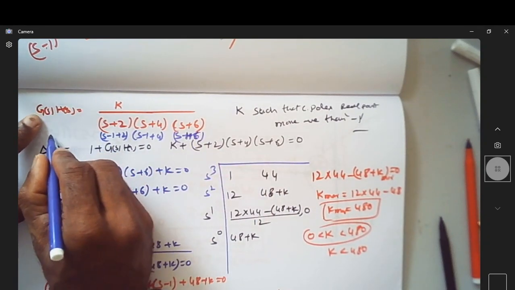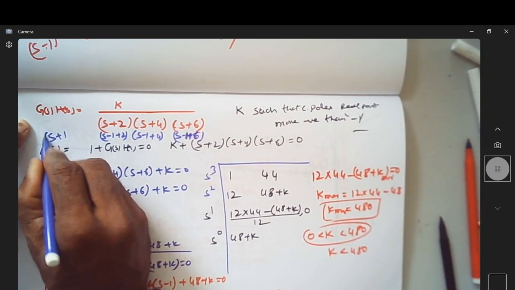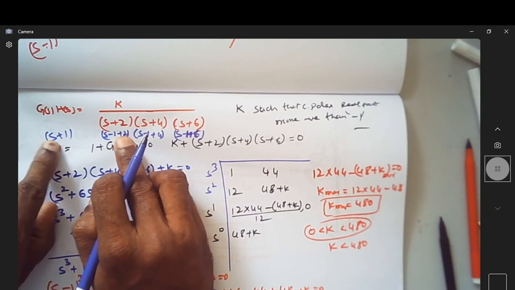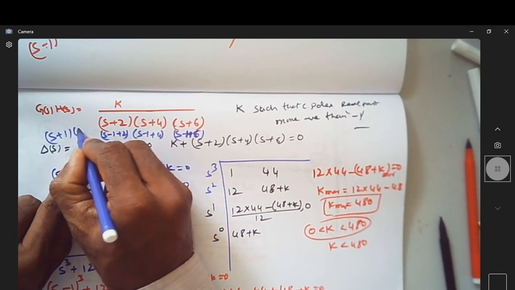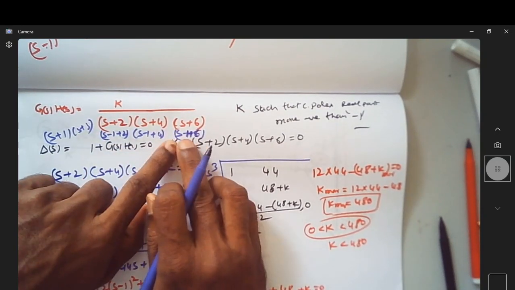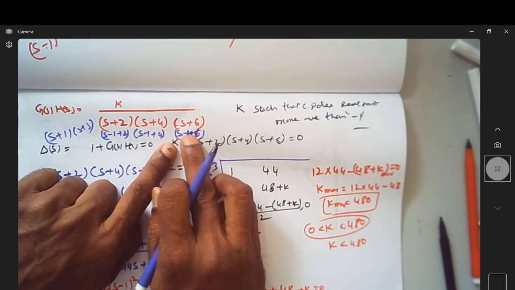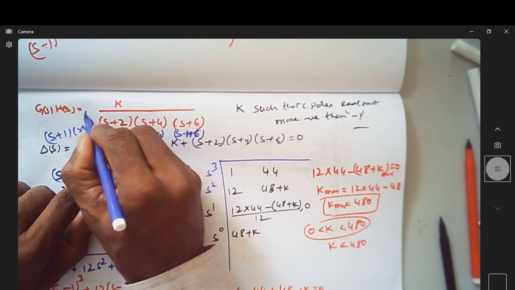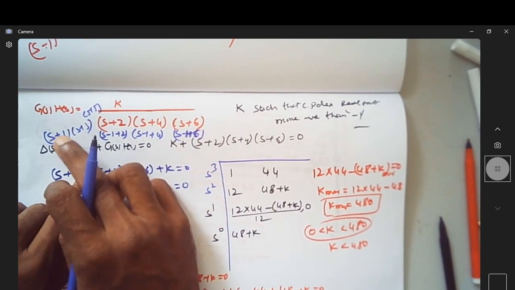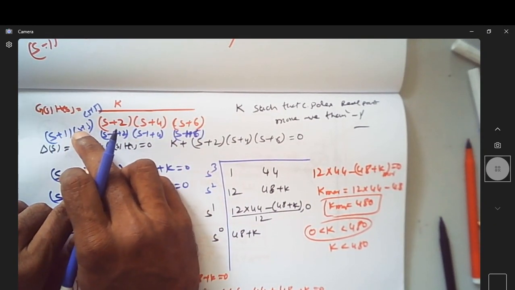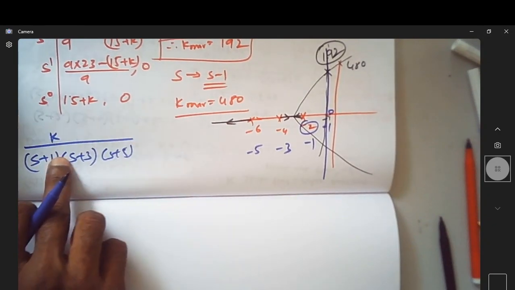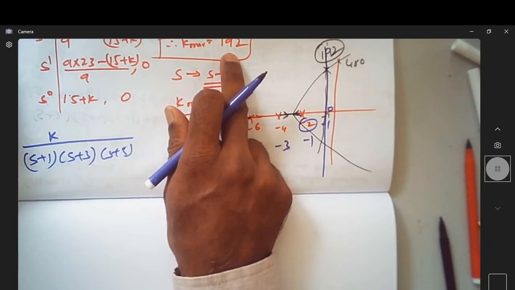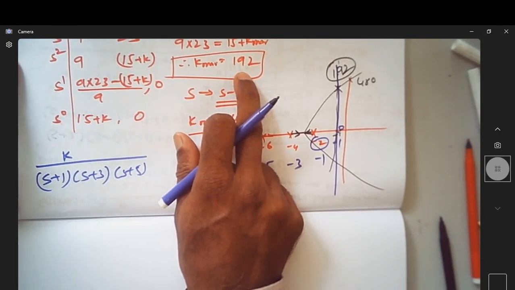So what is this now? This is s minus 1 plus 2, it's s plus 1. What is this? s minus 1 plus 3, is it not s plus 3? What is this? s minus 1 plus 6, is it not s plus 5? So I have s plus 1, s plus 3, s plus 5 as my transfer function. If I solve for the k margin, it has to be 192.